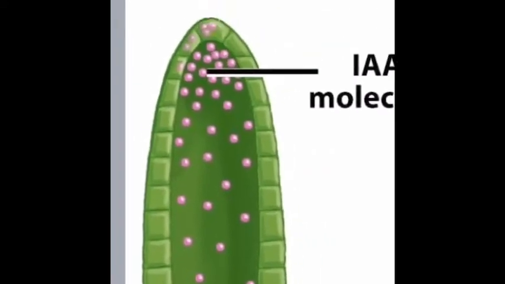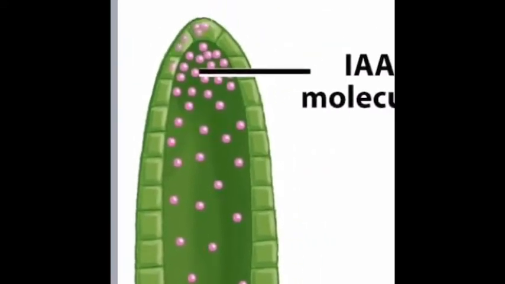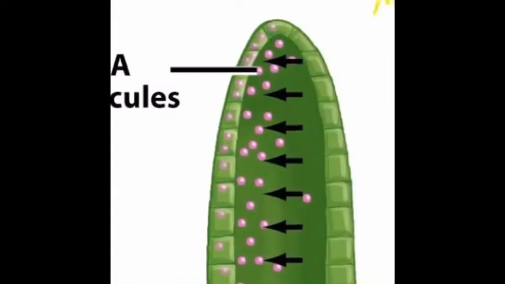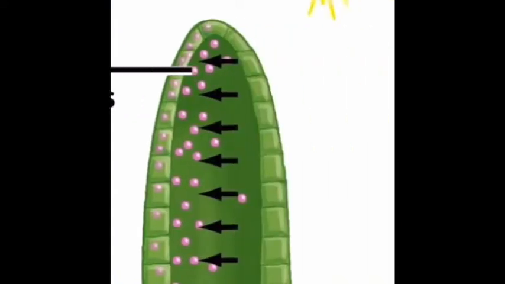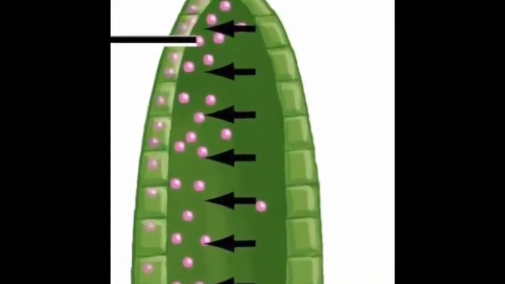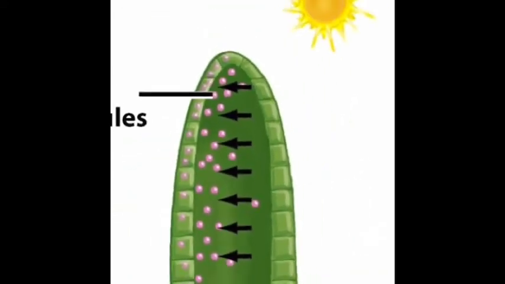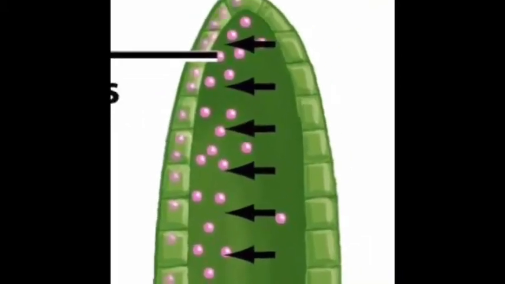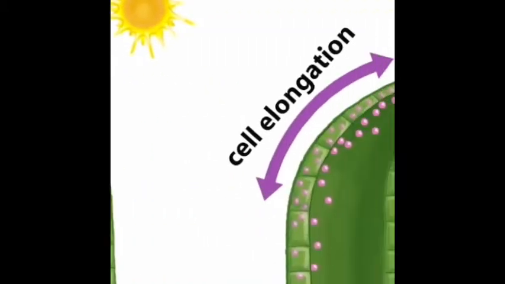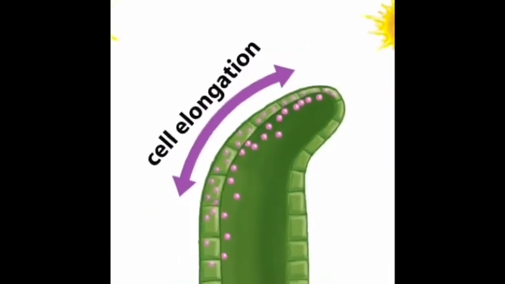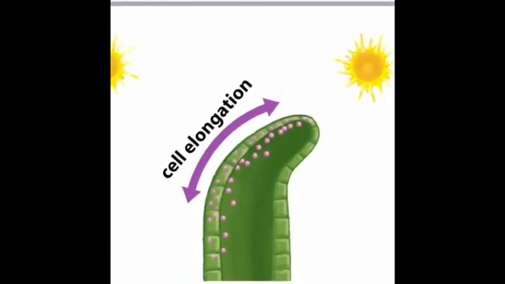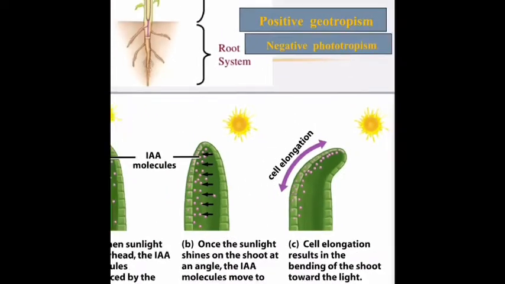Now this shaded side will grow upwards. That's why the stem grows upwards towards the sun. While if the sun comes from the side, as you can see in the picture, the auxins will move to the shaded side and will stimulate the cells in the shaded side to grow faster than the other cells. That's why these cells will grow and the other side will not. So the plant will head towards the sun. This is in the shoot system.